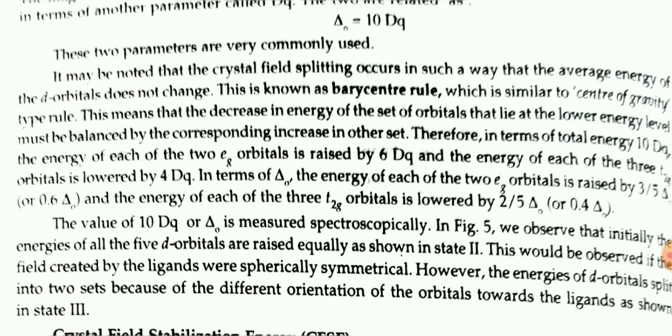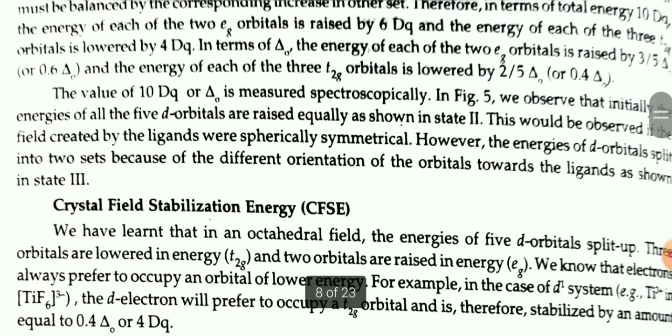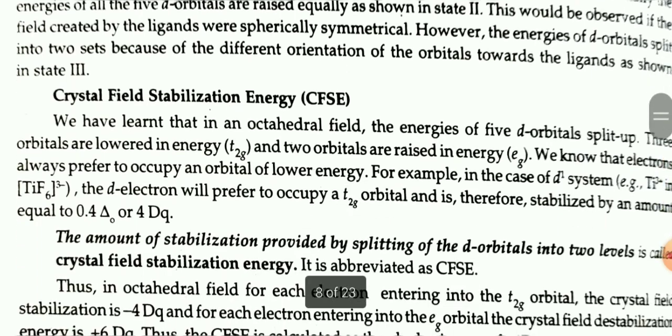In terms of delta naught, the energy of each of the two Eg orbitals is raised by 3 by 5 delta naught or 0.6 delta naught and the energy of each of the three T2g orbitals is lowered by 2 upon 5 delta naught or 0.4 delta naught. The value of 10 Dq or delta naught is measured spectroscopically. In figure 5, we observe that initially the energies of all the 5 d orbitals are raised equally as shown in state 2. This would be observed if the field created by the ligands were spherically symmetrical. However, the energies of d orbitals split into two sets because of the different orientation of the orbitals towards the ligands as shown in state 3.